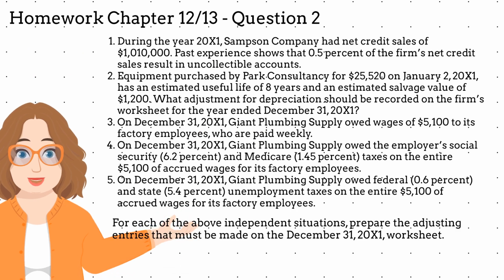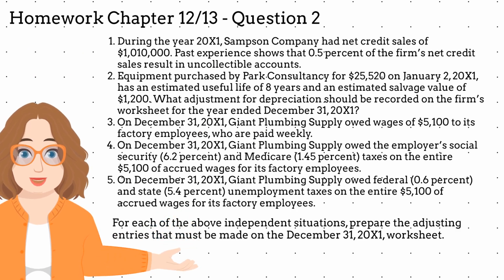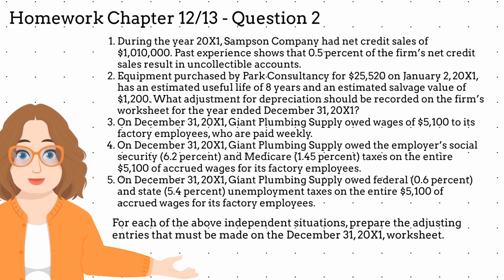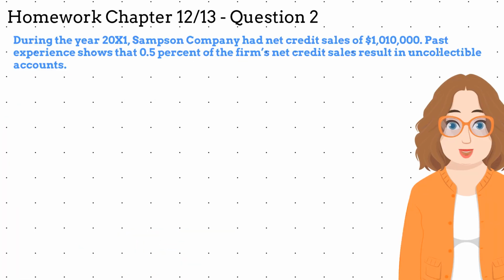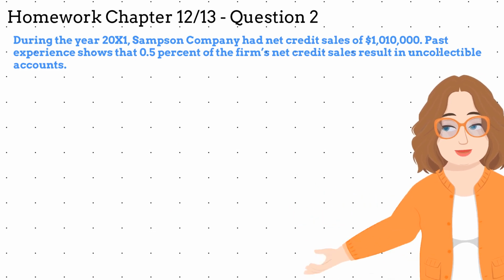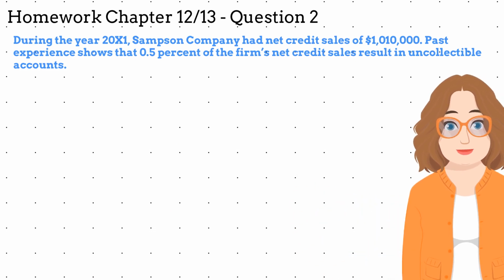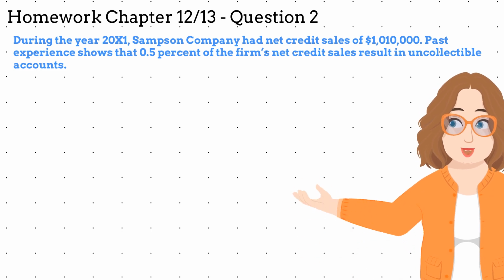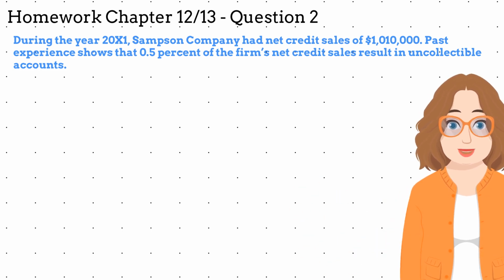For question 2, we need to record 5 different journal entry adjustments. We'll go through them one at a time. For the first journal entry, we need to record an allowance for doubtful accounts. So let's read the directions together. During the year 2021, Samsung Company had net credit sales of $1,010,000. Past experience shows that 0.5% of the firm's net credit sales result in uncollectible accounts.